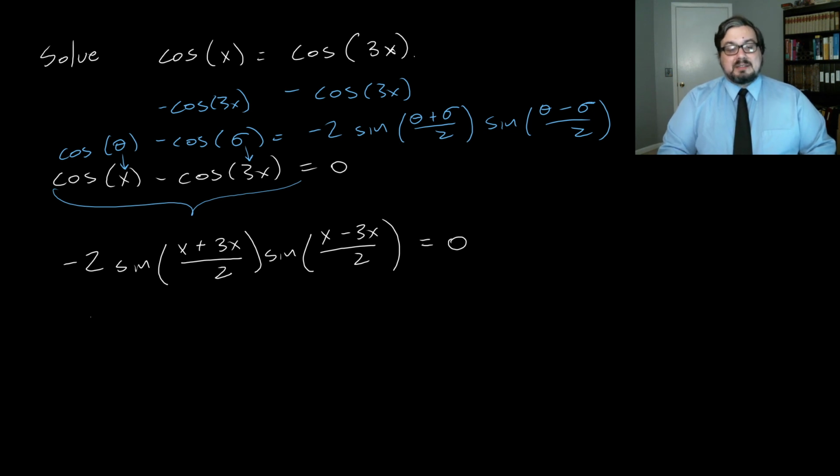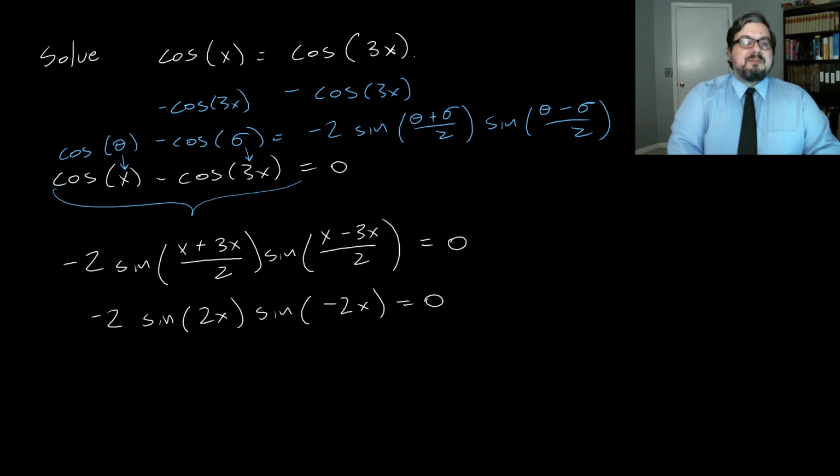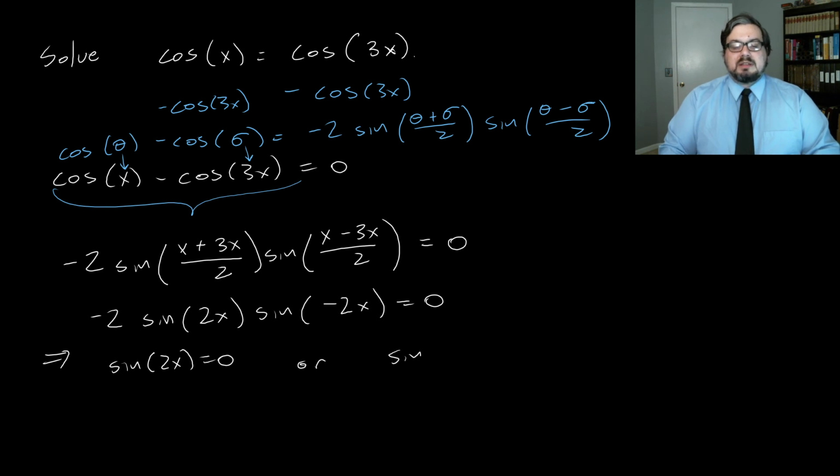So let's simplify this down a little bit. We've got negative 2 times sine of, that would be 4x over 2 is 2x, and then times sine of x minus 3x over 2, which would be negative x. So now we're trying to solve this equation where we've got negative 2 times sine of 2x times sine of negative x equals 0. Well, now we have a product of things equaling 0, so that means that either sine of 2x equals 0 or sine of negative x equals 0. And those are things that we can solve.